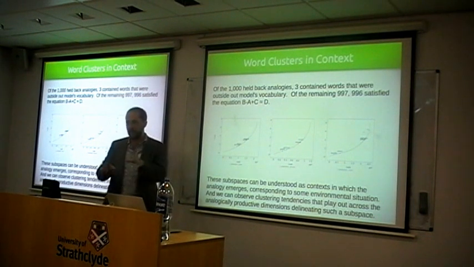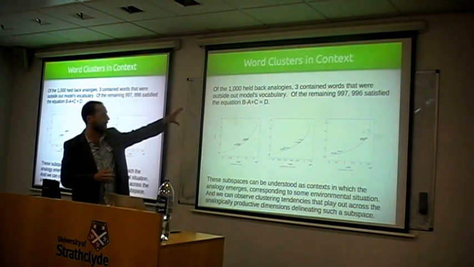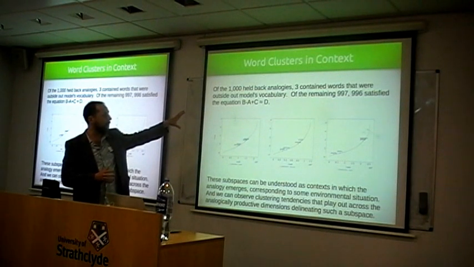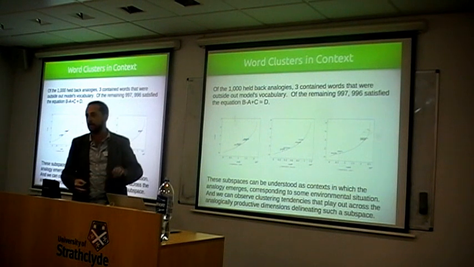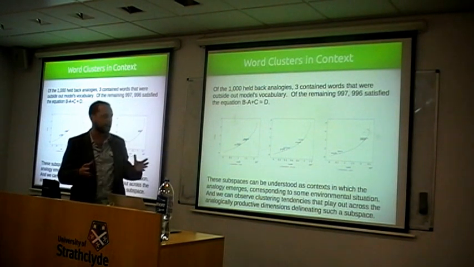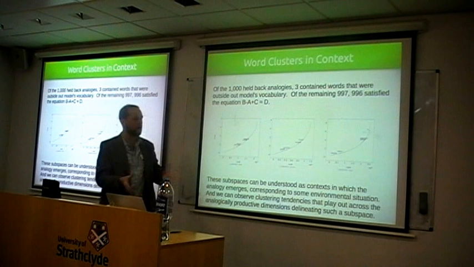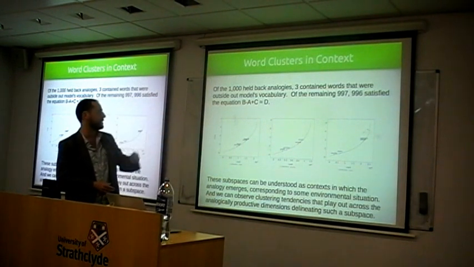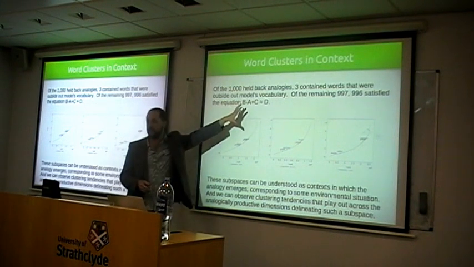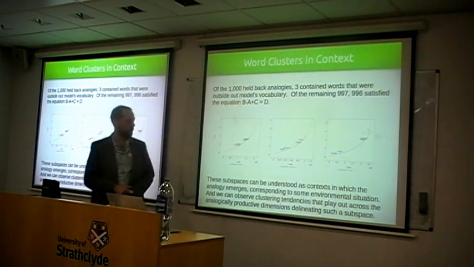In terms of whether or not this works, out of the 1,000 analogies that we held back, 3 analogies contained words where either the A, B, or C component of the analogy wasn't in our vocabulary, so we had to throw those out because we can't say things about words that our model doesn't know. Of the remaining 997, 996 satisfied this equation when we built the spaces in this way.